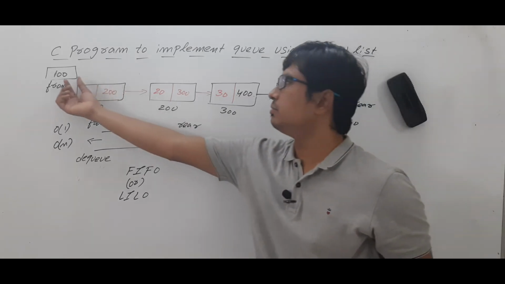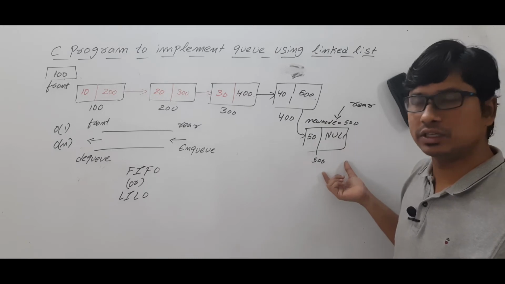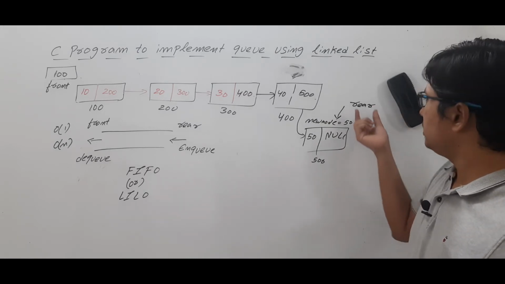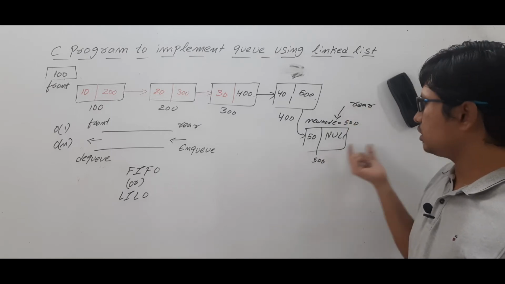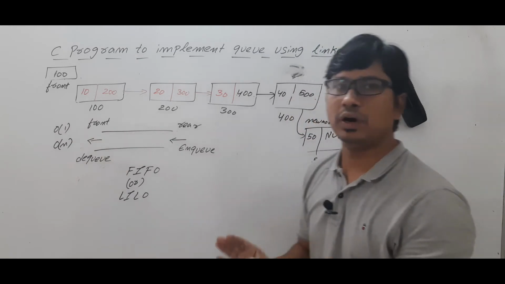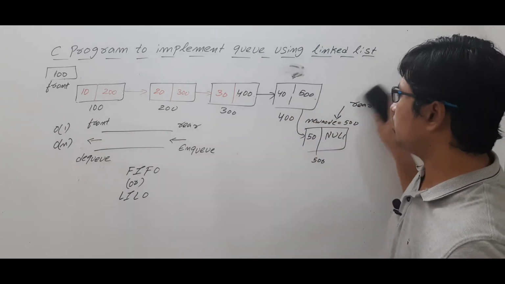So front will be pointing to the first node and rear will be pointing to the last node in this linked list. If you want to insert any node, you will say rear of next is equal to new node. So with an order of 1 you are doing the insertion and also deletion. So this is about an overview.